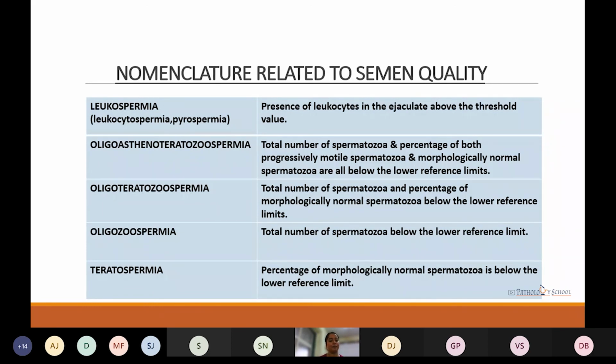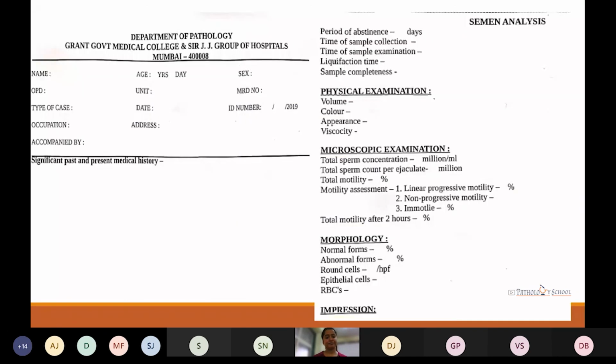Oligoteratozoospermia. Oligo means low number of spermatozoa, and teratozoospermia means the morphologically normal spermatozoa will be low in number. Oligozoospermia, as I mentioned earlier, means the total number of spermatozoa will be low. Teratozoospermia means a low number of morphologically normal forms.